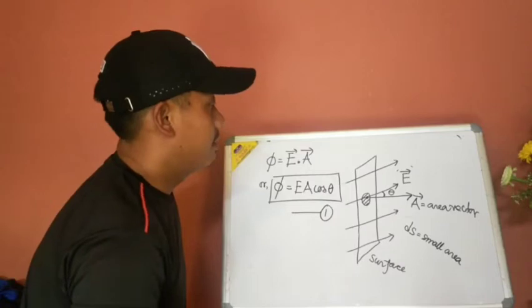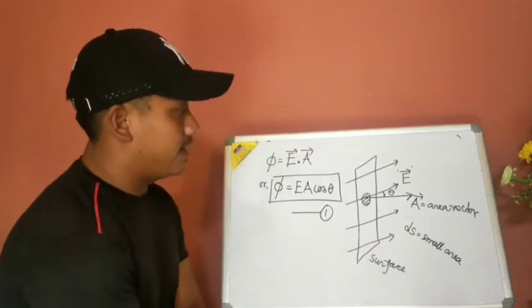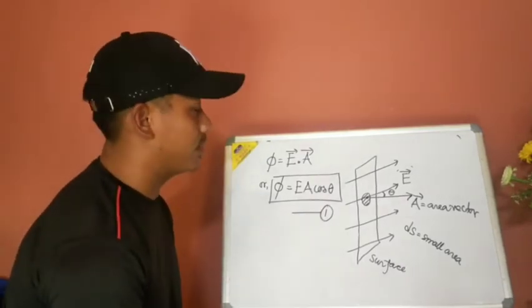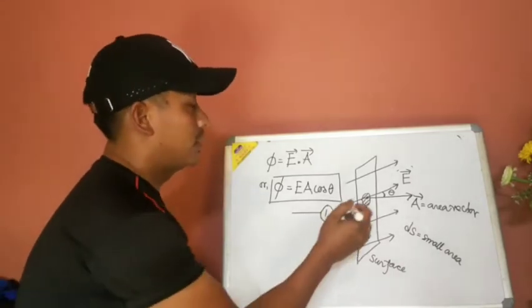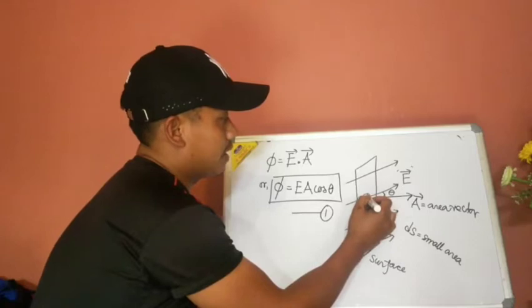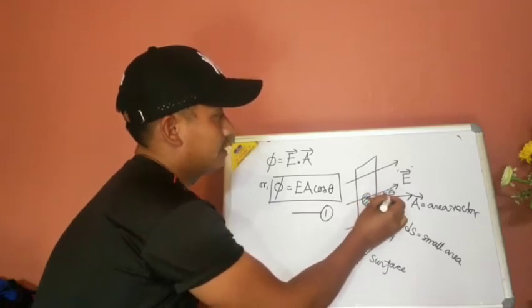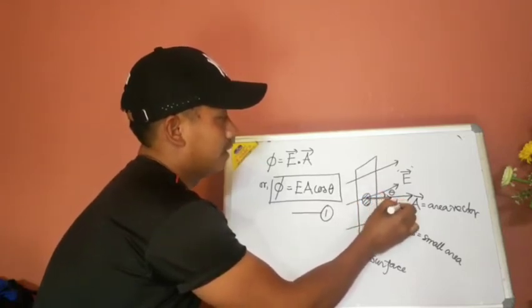Then when you have an area, there should be a vector which is perpendicular to the area. Let that ds vector be here.